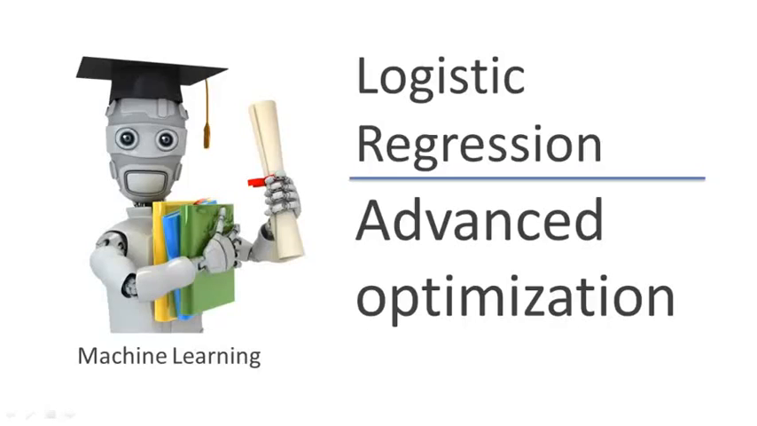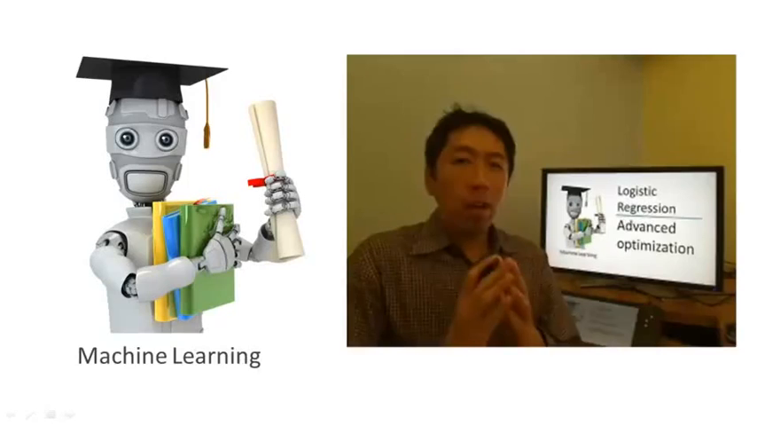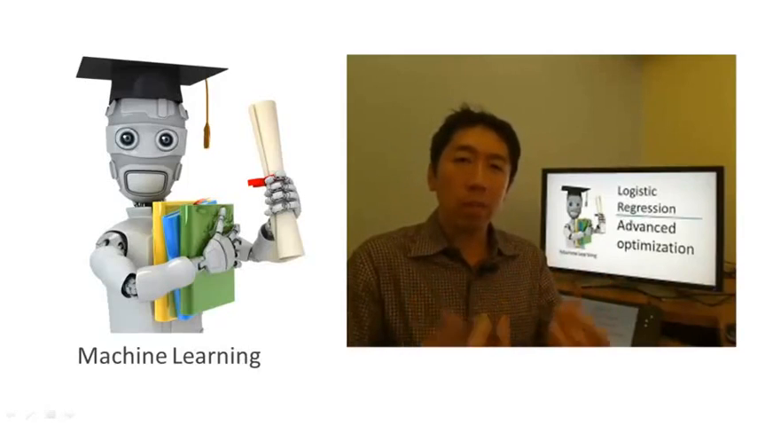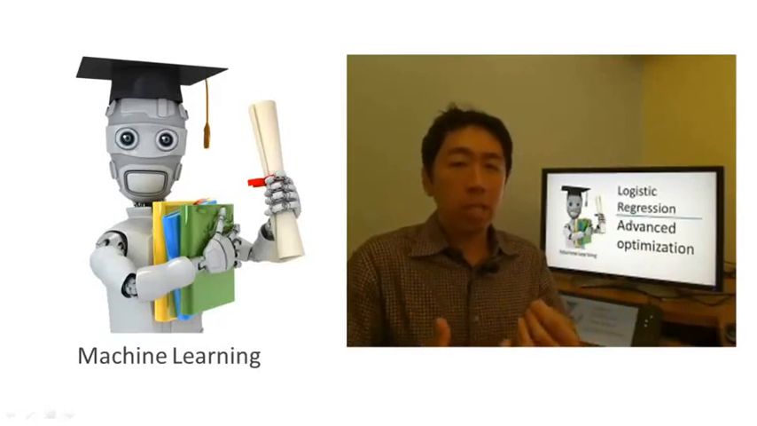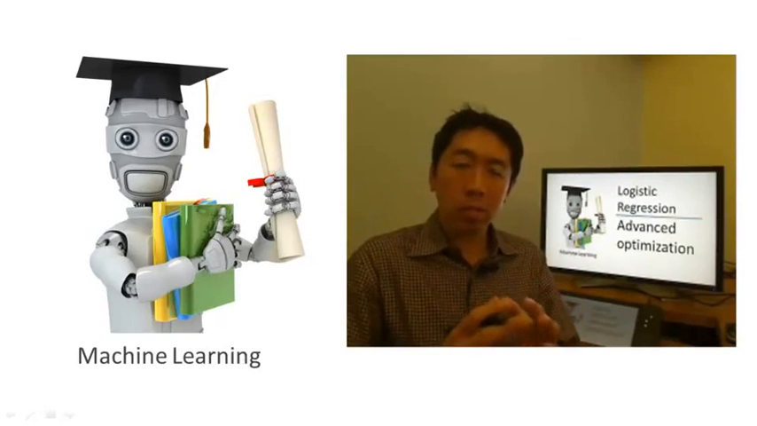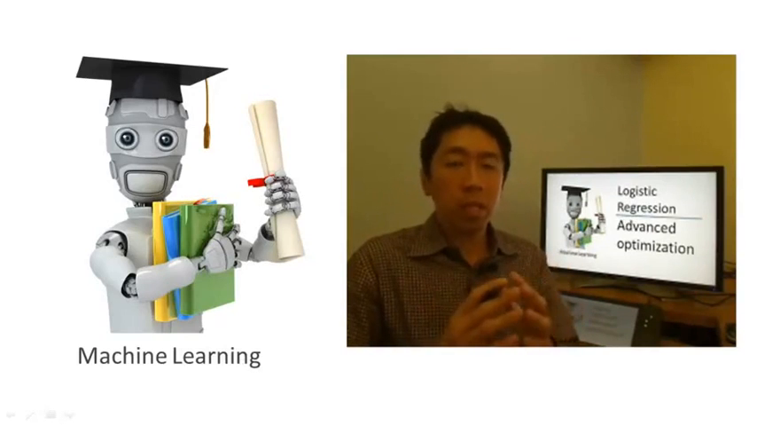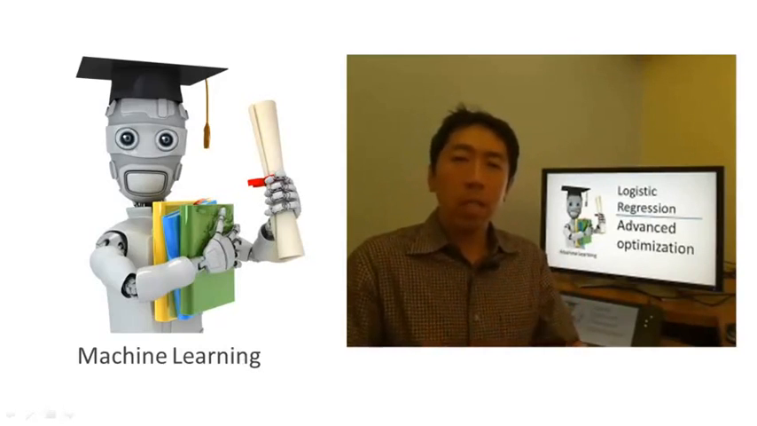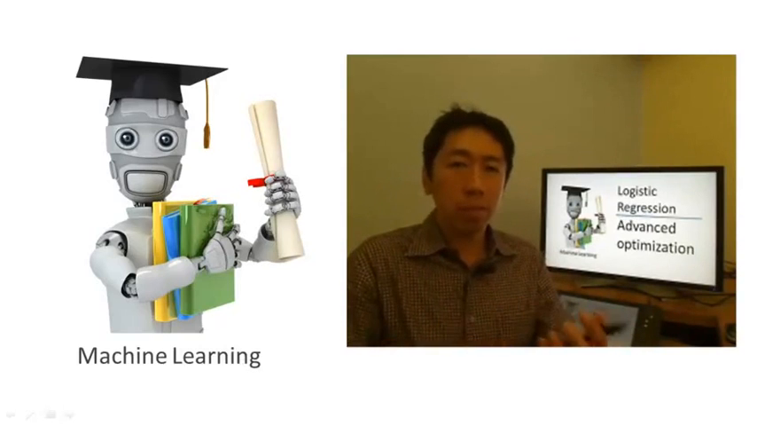In the last video, we talked about gradient descent for minimizing the cost function J of theta for logistic regression. In this video, I'd like to tell you about some advanced optimization algorithms and some advanced optimization concepts. Using some of these ideas, we'll be able to get logistic regression to run much more quickly than is possible with gradient descent, and this will also let the algorithms scale much better to very large machine learning problems, such as if we have a very large number of features.